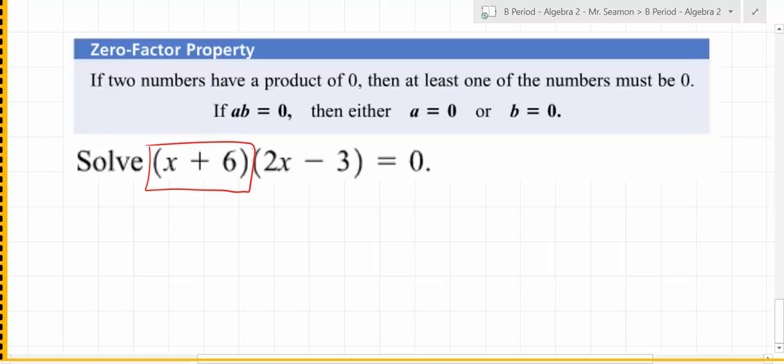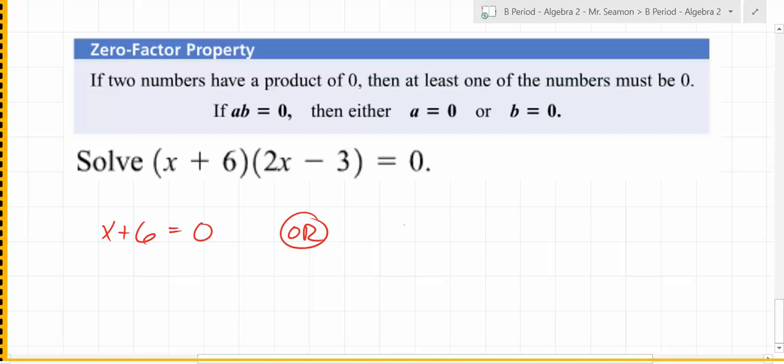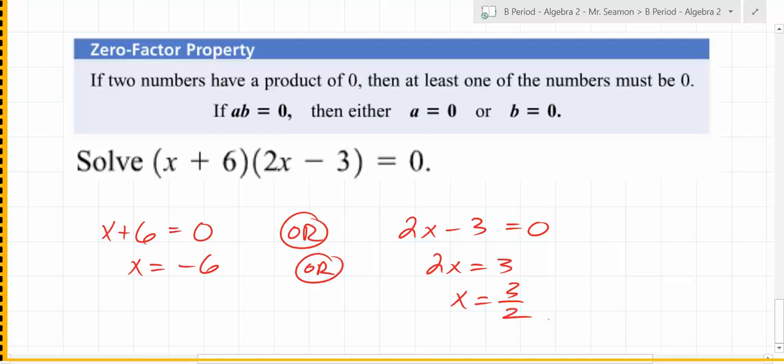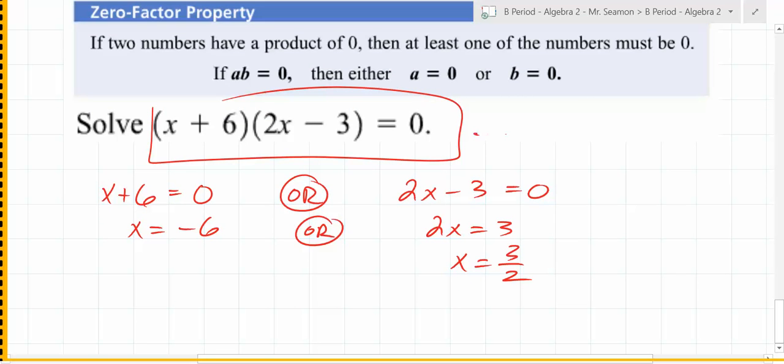So how many things do you see multiplied together here? I see one thing and I see two things. So given that x plus 6 times 2x minus 3 equals 0, using the zero factor property, also known as the zero product rule, what can you tell me has to be true? X plus 6 has to equal 0. Or what? 2x minus 3. So x is equal to negative 6, or 2x is equal to 3, so x is equal to 3 over 2. So if I asked you to solve this, your answer would be negative 6 comma 3 halves.